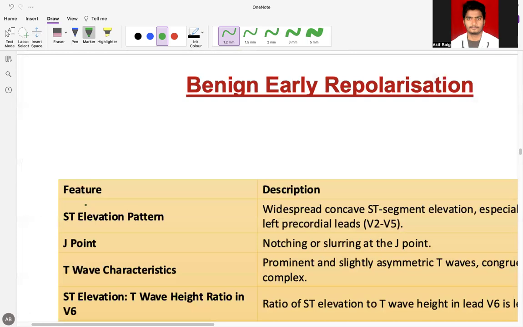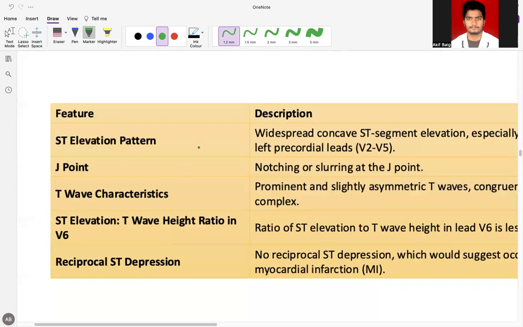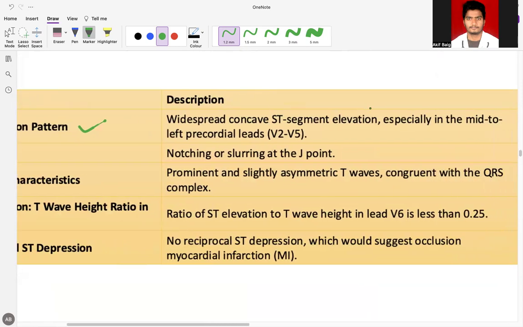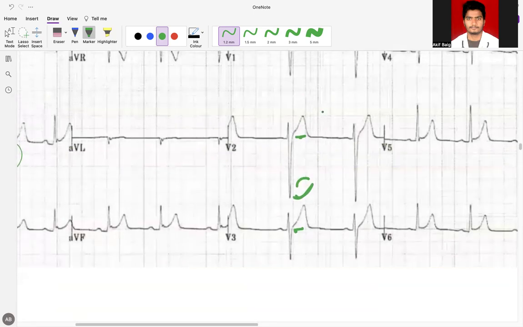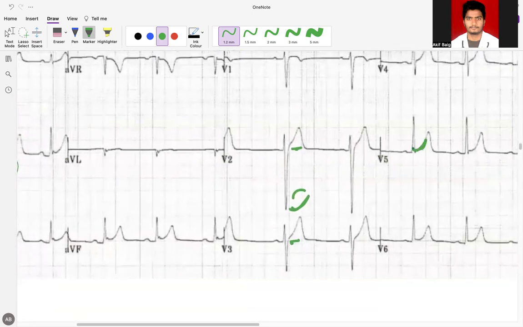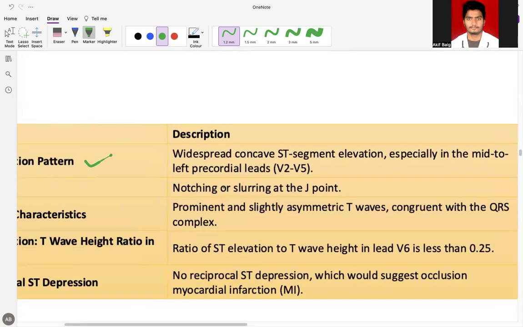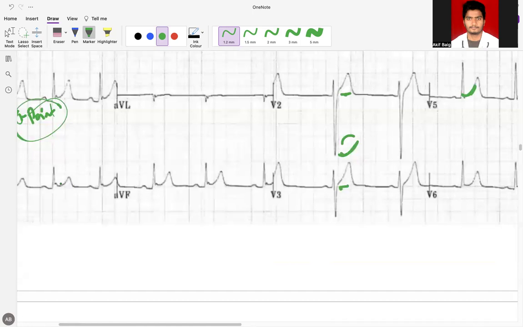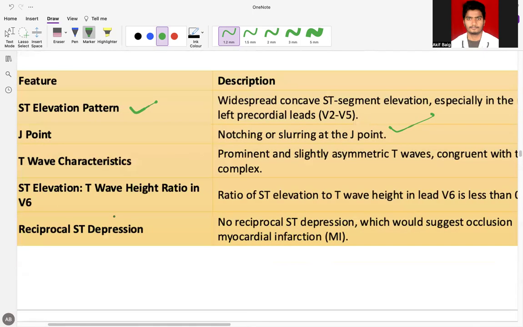So benign early repolarization is defined as widespread concave ST segment elevation, especially in the mid to left precordial leads. You can see a concave type of elevation here, and again here in the anterior leads. And there will be notching or slurring at the J point. You can see there is a notch at the J point. That is benign early repolarization.